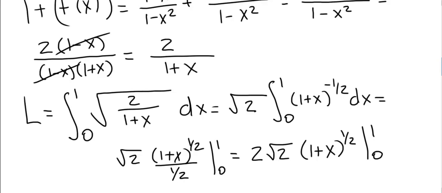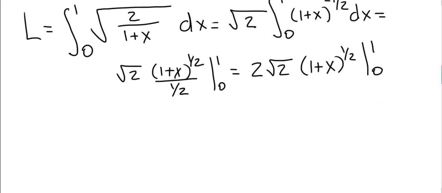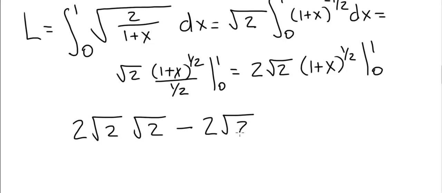And let's plug in 1 first. 1 plus 1 is 2. 2 to the 1/2 is the square root of 2. So we have 2 square root of 2 times another square root of 2, minus, when we plug in 0, we get 1. So this is 2 square root of 2. Well, 2 square root of 2 times square root of 2 is 4. Minus 2 square root of 2 is the final answer. This is the length of this curve.